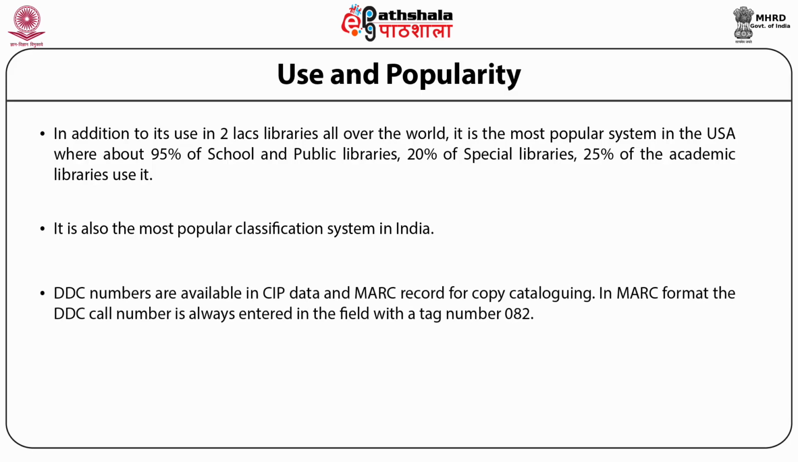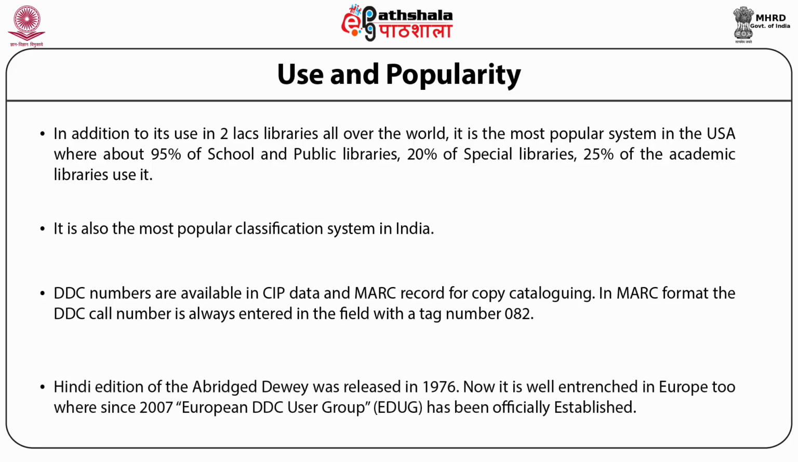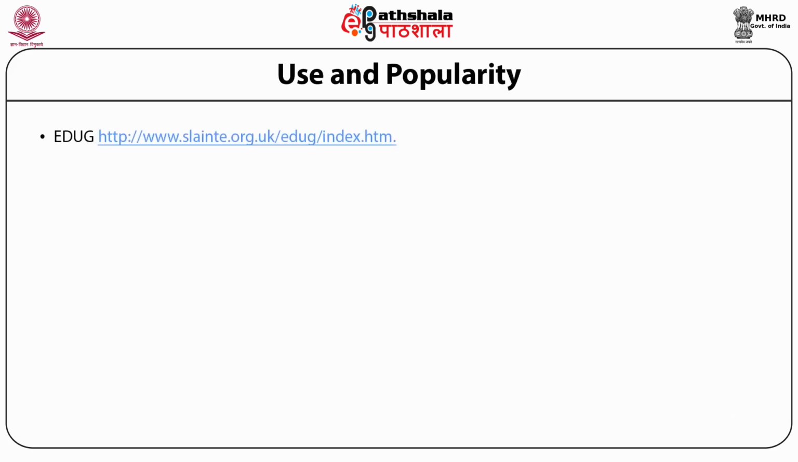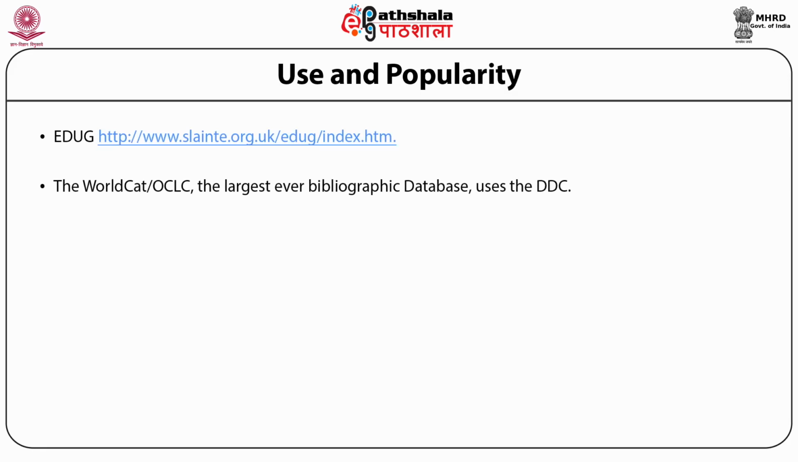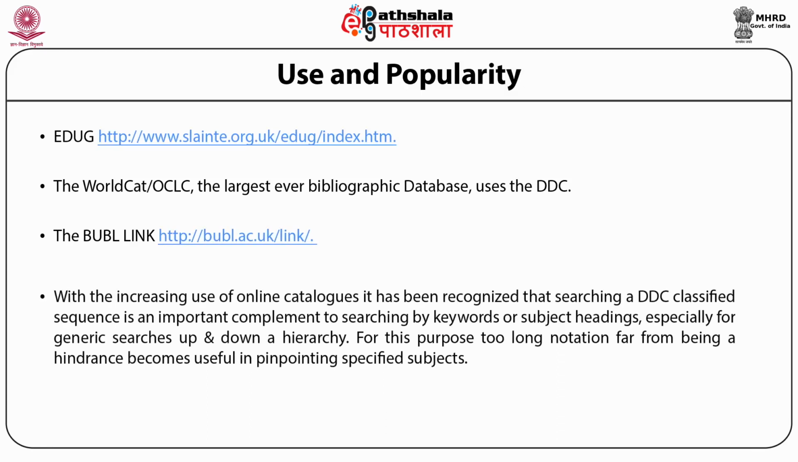DDC numbers are available in CIP data and MARC records for copy cataloging. In MARC format, the DDC call number is always entered in the field with the tag number 082. Hindi edition of the abridged Dewey was released in the year 1876. Now it is well entrenched in Europe too, where since 2007, the European DDC user group, that is EDUG, has been officially established. Its mandate is to make DDC popular in Europe and also to help in translation of the DDC into other European languages. So the DDC is also used in many bibliographic databases. The link is given here.